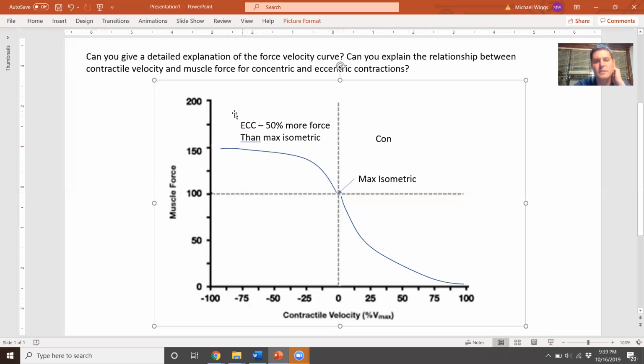This is kind of an odd-shaped curve, so I don't necessarily expect you to be able to draw the idea of a relationship here. The primary relationship is this inverse relationship between velocity and force. So hopefully that helps.